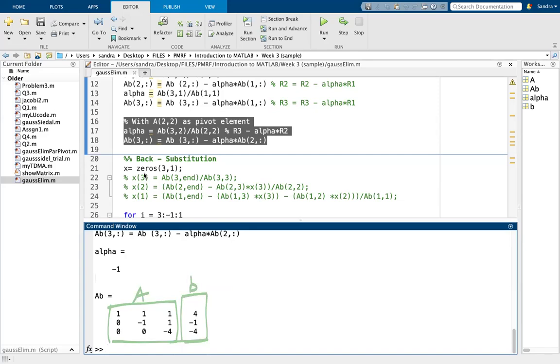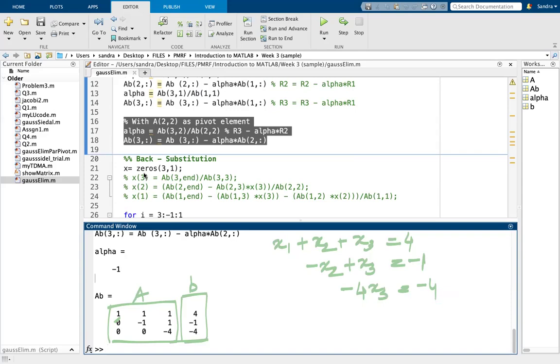In the equation format, it will become x1 plus x2 plus x3 is equal to 4. Then x1 is not there, so the coefficient is 0, and you have minus x2 plus x3 is equal to minus 1. And then you have minus 4x3 is equal to minus 4. These are the equations you have. Now we need to find the value of x1, x2, x3.